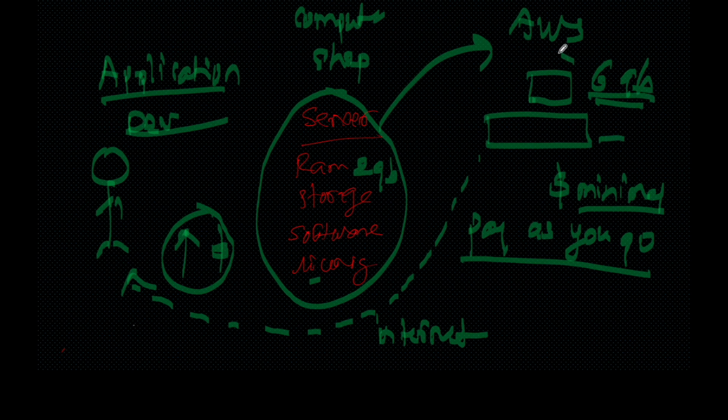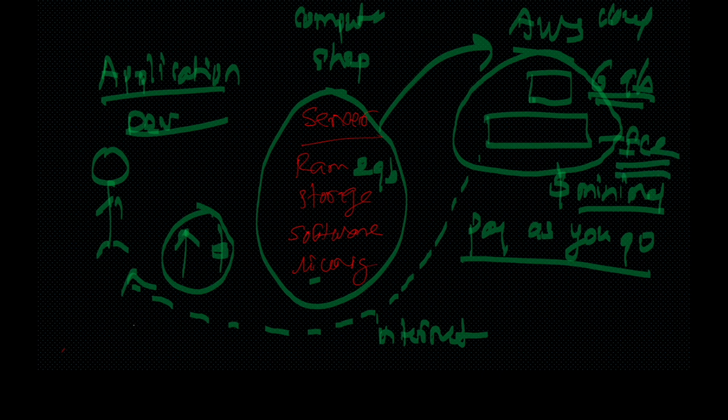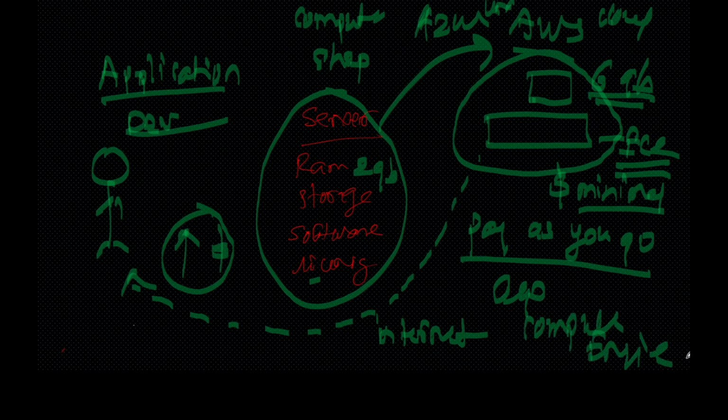So the server that you have shifted on AWS, or in general on the cloud, is called EC2. This is the concept of EC2 in AWS. A similar concept we have in Azure, which is called VM, or if you go to GCP, there they call it Compute Engine. So that is the concept of EC2.